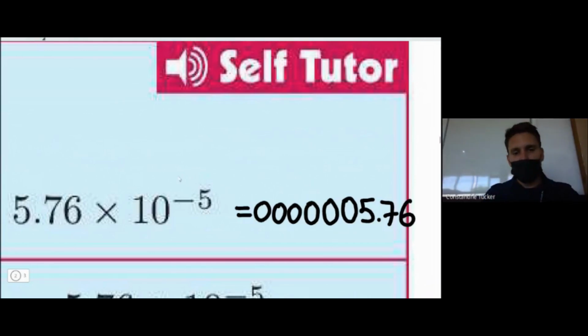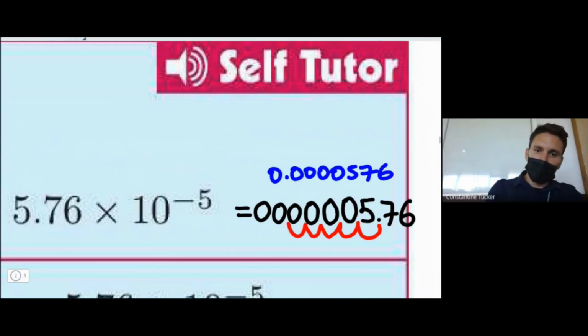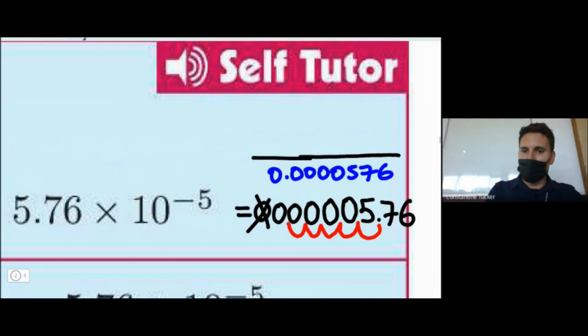Now this 10 to the minus 5 business means that the dot from here is going to move 5 places to the left. So 1, 2, 3, 4, 5. So basically it's going to go there, which means actually we will get 0.00000576. And you see that extra 0 I didn't really need in the beginning. I'll just cross it out basically. So if you put a bunch of extra zeros in the beginning, that's fine. You can just get rid of them later. So this would be your final answer.